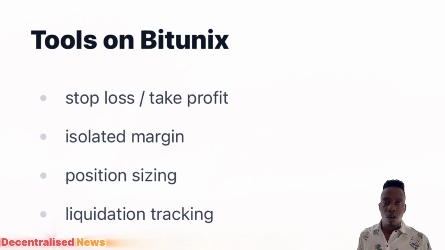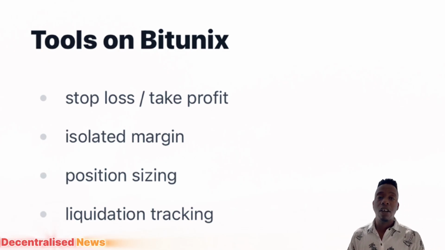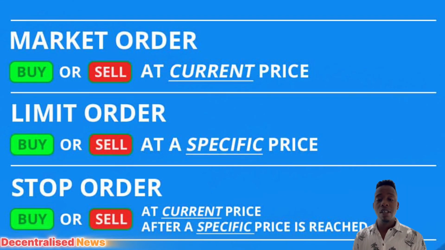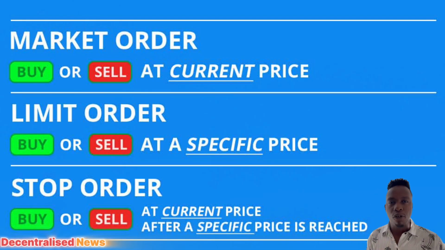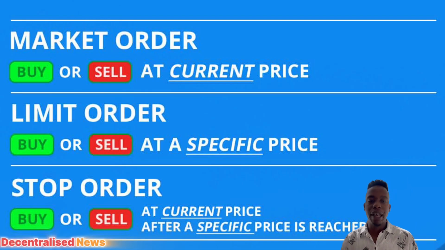Let me explain the order types you can find on Bitunix. Market orders are instantly executed and best for speed in volatile markets. Limit orders are best for precision and planned entries because they're executed at specific prices. And stop orders are triggered when price reaches a certain level, used for risk control and breakout strategies as well.